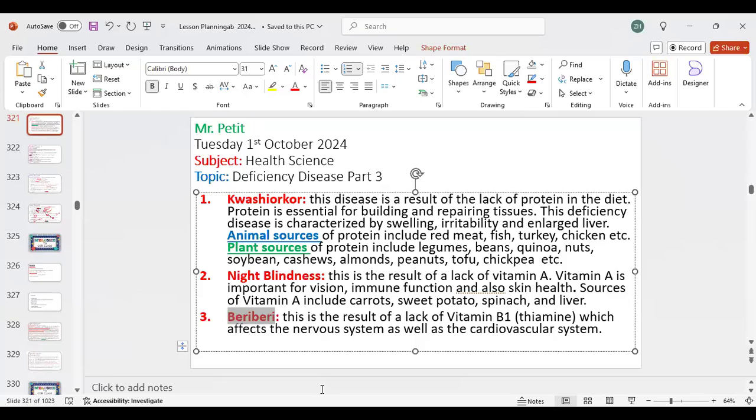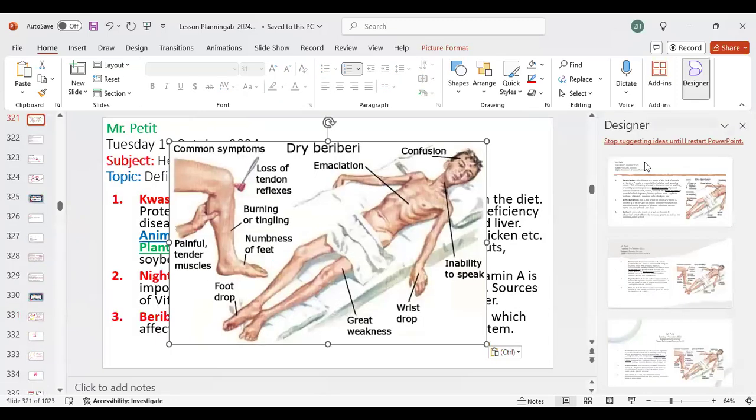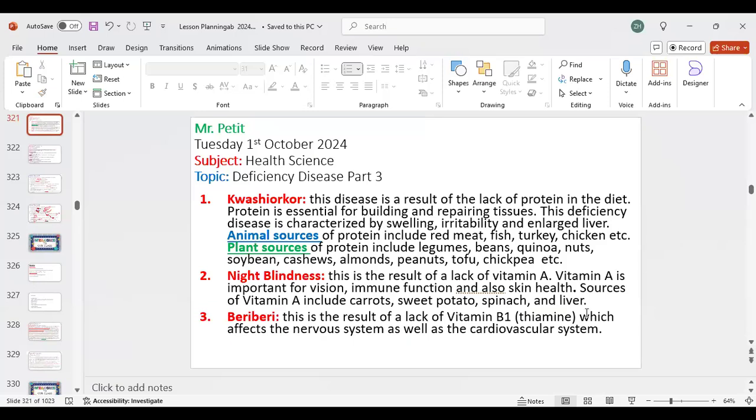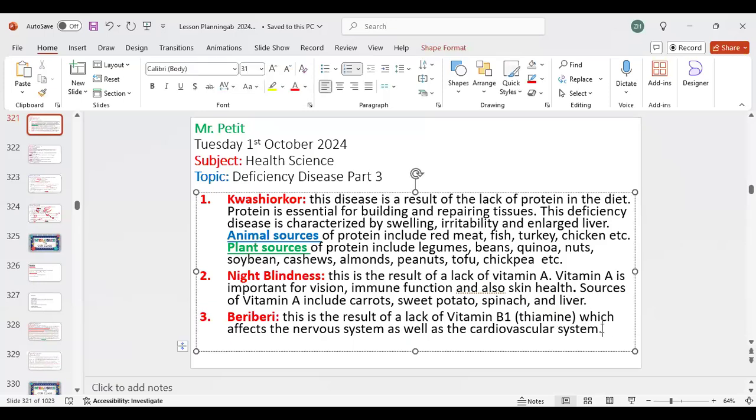So if you look at this person, they have beriberi, and as you can see: confusion in the head, weakness, loss of tendon reflexes, painfully tender muscles, inability to speak. They're just out of whack, their body's not functioning properly. So you need thiamine, or you need B vitamins for that.